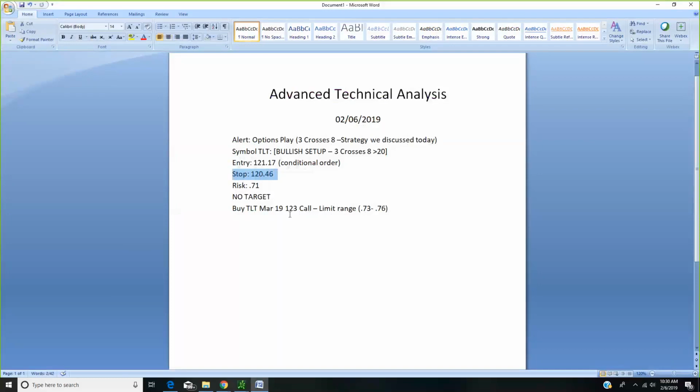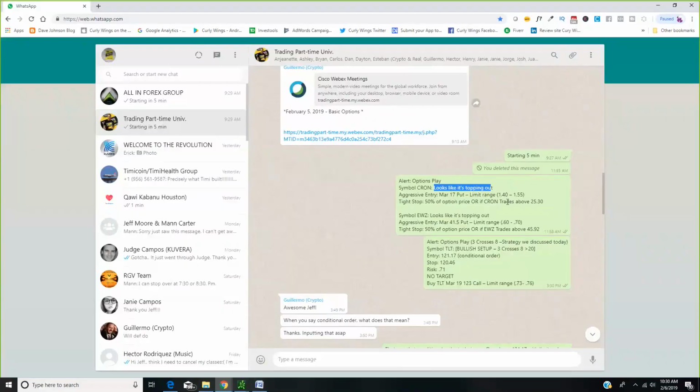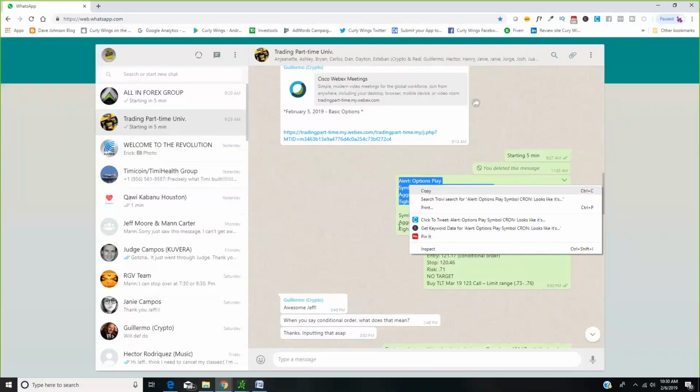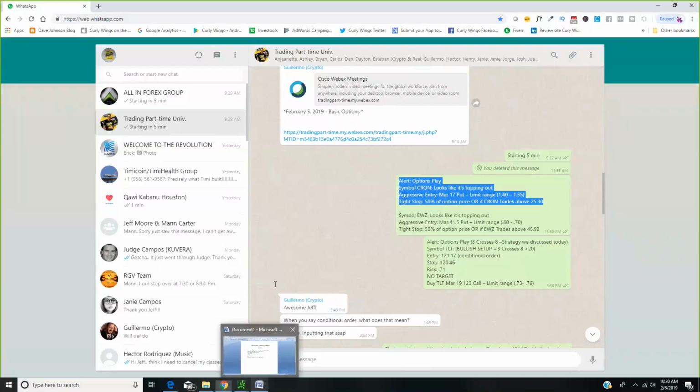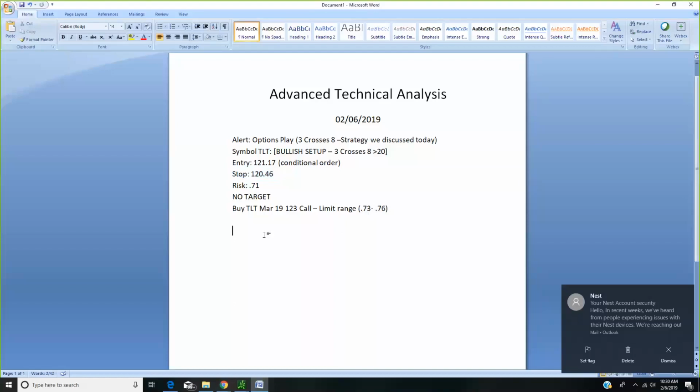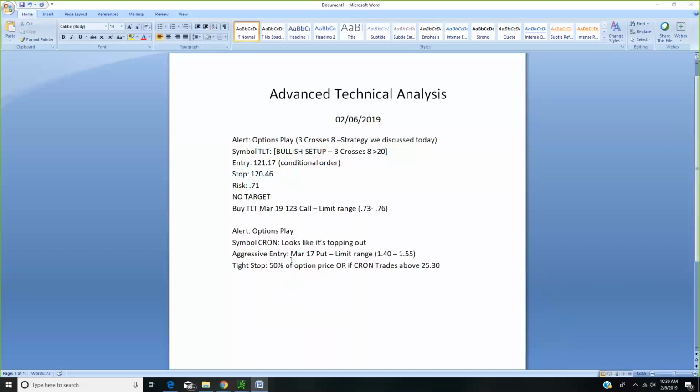120.46. Hang on. That must have been a question right here. This is what I said. Let me right click this. Create. This is what I said. Oh, that was the alert I gave y'all the other day. It was right here. That's what it was. So it was a 50% stop loss on the option price.